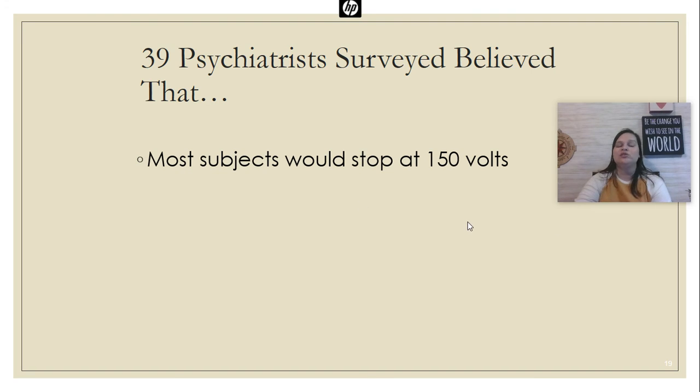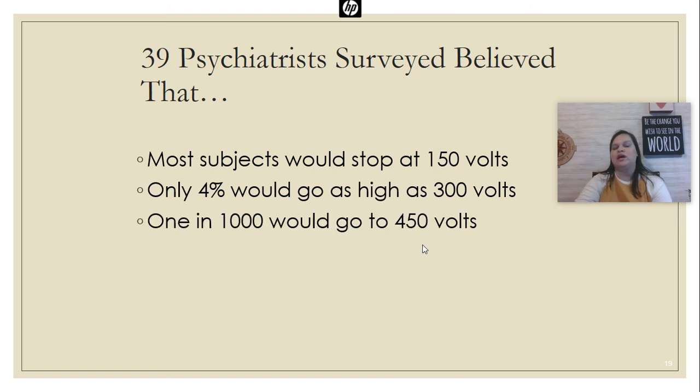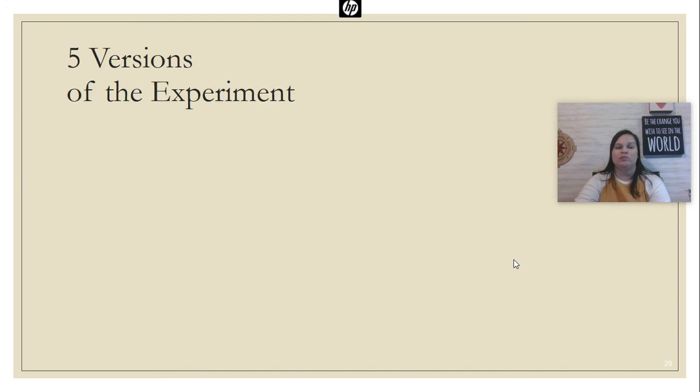The psychiatrists who were asked ahead of time, what do you think will happen in this experiment? They predicted that most subjects would stop at 150 volts, that only a few would go as high as 300 volts, and maybe just 1 in 1,000 would go all the way to the maximum voltage.